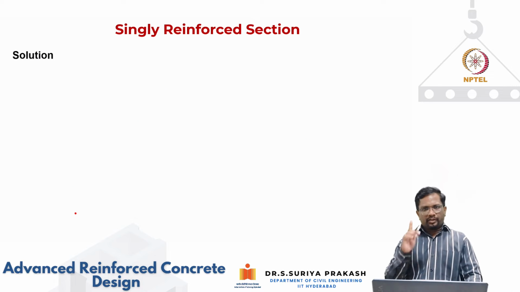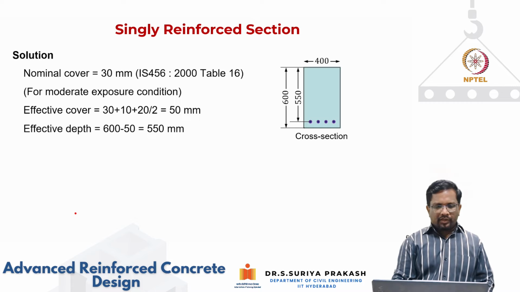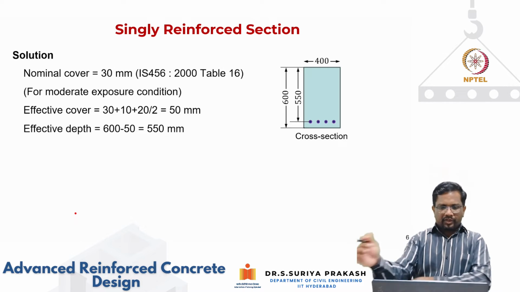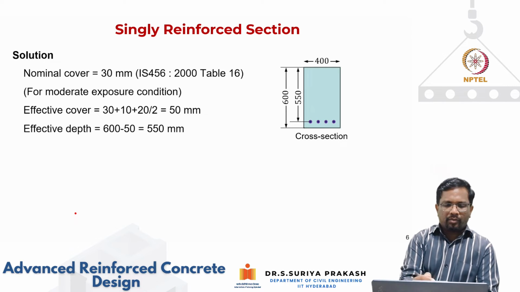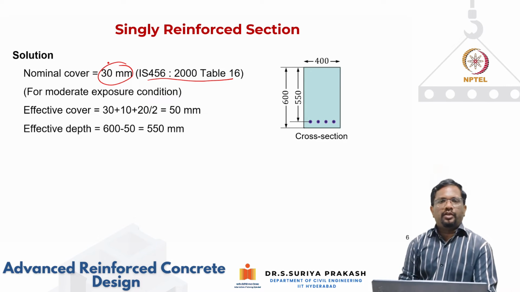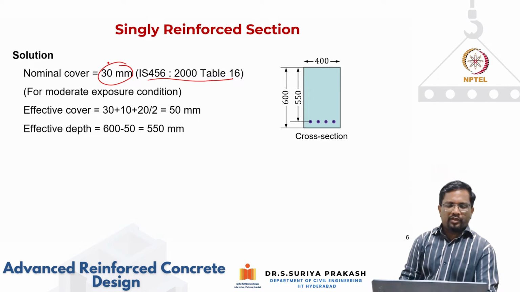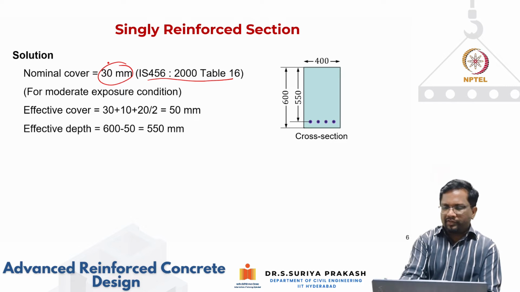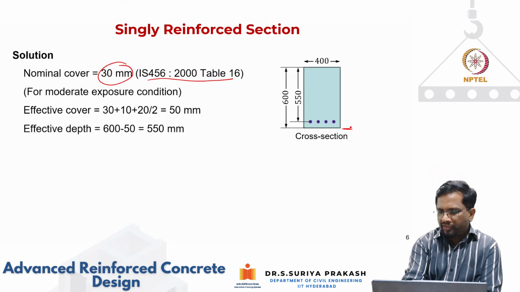Right, let's see. So we looked at two methods, right? The first method, let's look at now. Say, for example, for a nominal cover as per IS 456-2000, we need to have a nominal cover of 30 mm for a moderate exposure condition. The effective cover is always measured from the outside surface to the tension reinforcement.